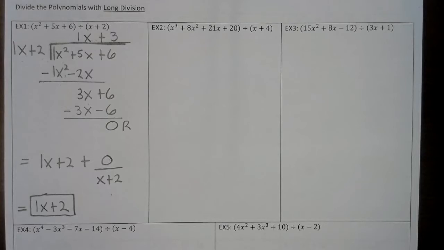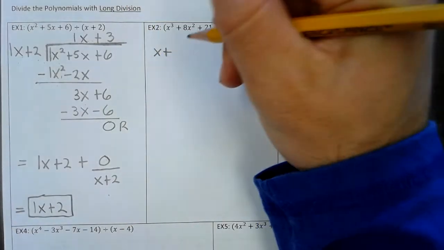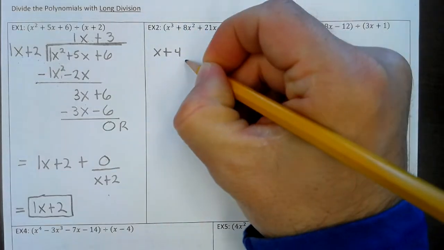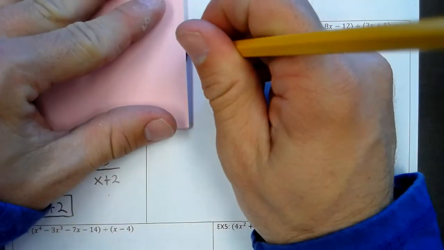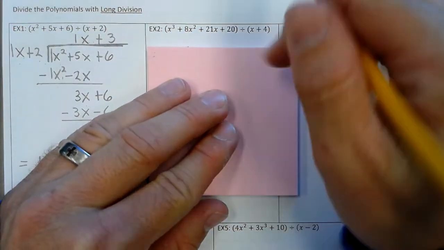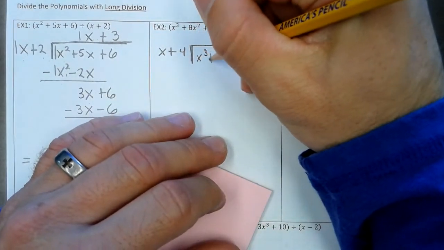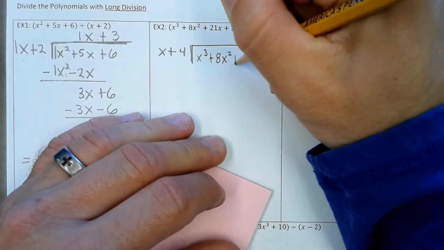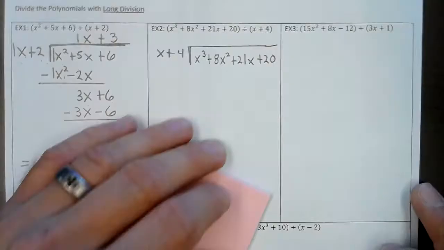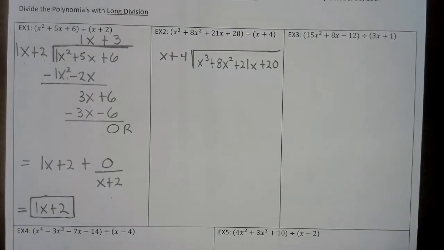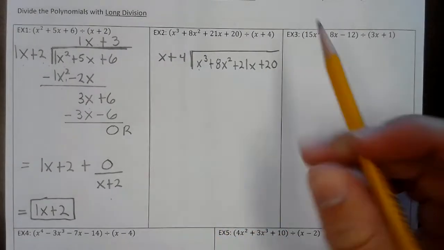All right, example 2. We have x plus 4 divided into x cubed plus 8x squared plus 21x plus 20. So step 1, we say how many times does x go into x cubed? Well, that's x squared.